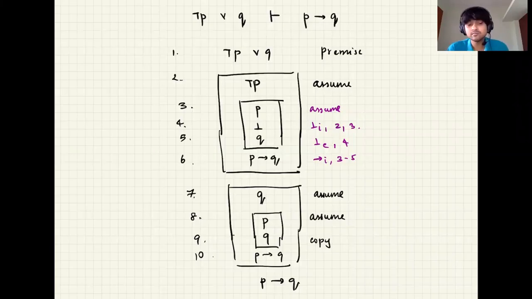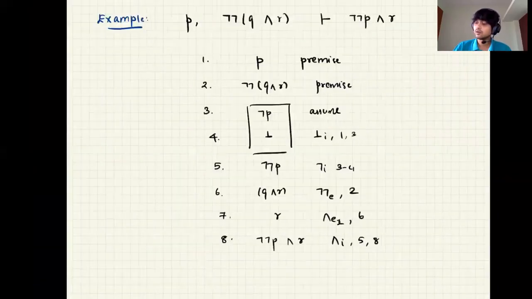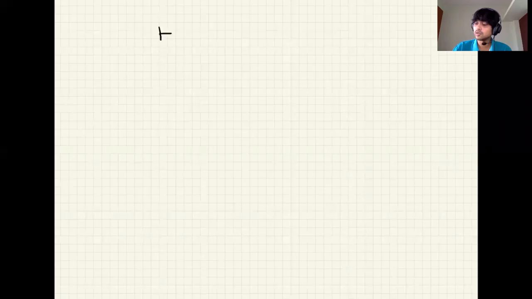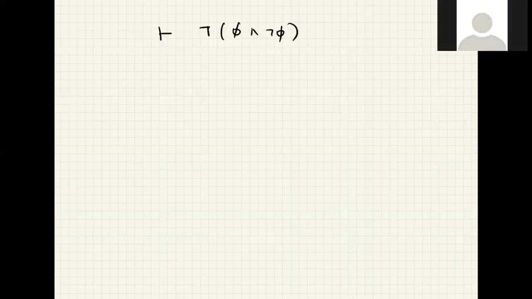See, it's a question of what you want to derive. It will be something like the LEM, or something like P and not P cannot be true. So not of (P and not P) should be derivable, right? You should try to write a proof of this, try to derive it without any premise. One should be able to derive it's not the case that phi and not phi. Okay, this should be derivable.